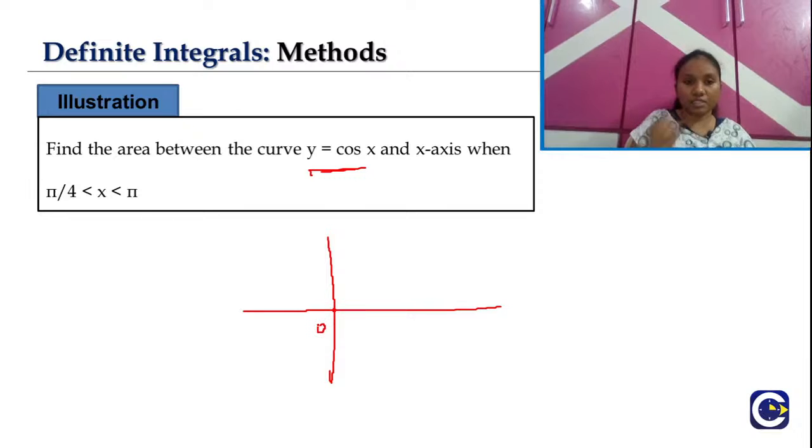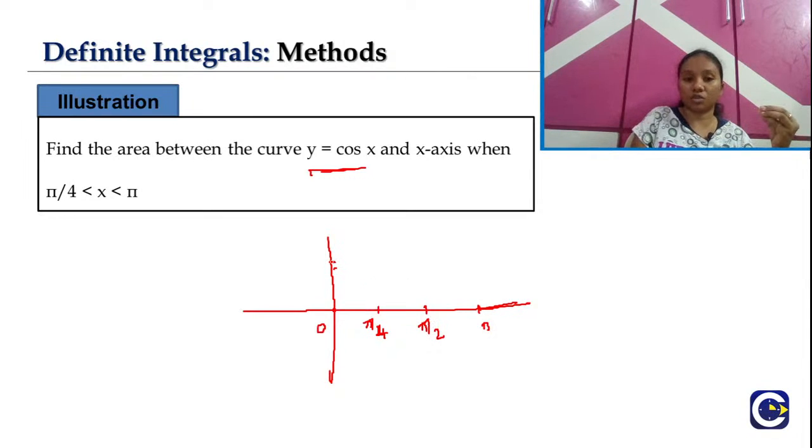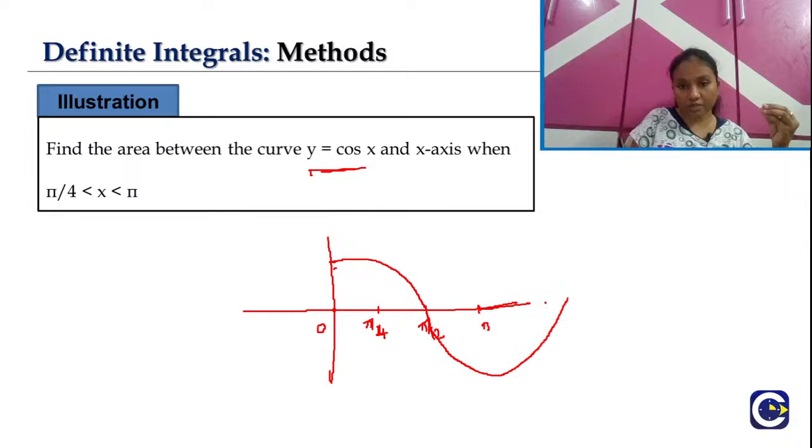So this will be when x is 0, but here we require when x is pi by 4. And I'm taking pi by 2 as a middle point, as we know it's easy. And I'm taking here pi. So what will be the value of cos pi by 4? It is 1 by root 2, right? So the graph will be somewhere here. It will be coming like this. Whenever the angle is pi by 2, the value will become 0. That means if I plot it like this, here I will be having the point.